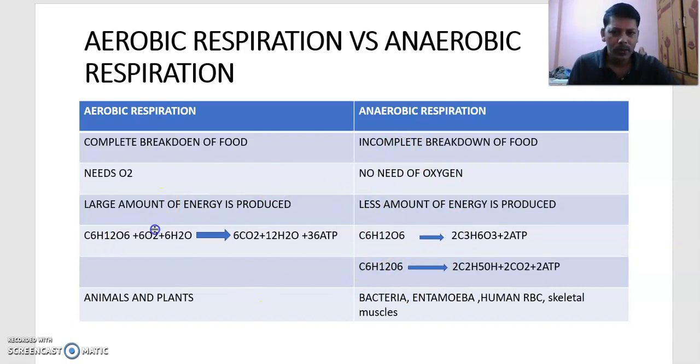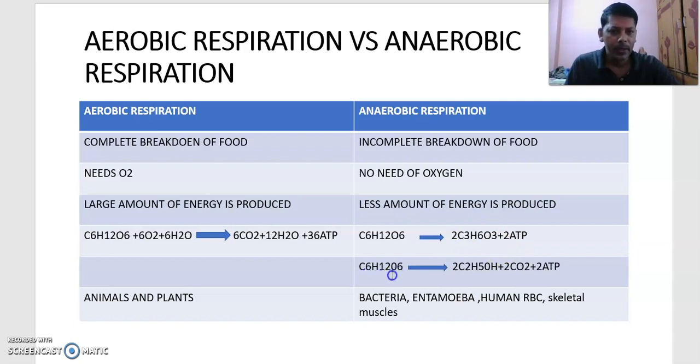These are the equations for aerobic and anaerobic respiration. Aerobic respiration: C6H12O6, this is the glucose formula, plus O2, in the presence of oxygen, gives CO2, H2O and 36 ATP molecules. These are the end products of aerobic respiration. Anaerobic respiration: C6H12O6 gives 2 molecules of C3H6O3, the formula of lactic acid, and 2 molecules of ATP.